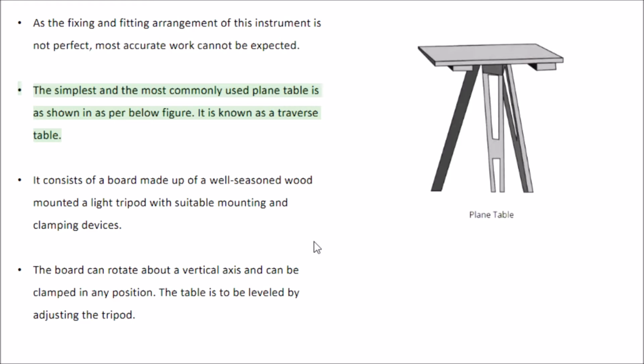The simplest and most commonly used plane table is shown in the figure below. It is known as a traverse table. It consists of a board made of well-seasoned wood mounted on a light tripod with suitable mounting and clamping devices. The board can rotate about a vertical axis and can be clamped in any position. The table is to be leveled by adjusting the tripod.